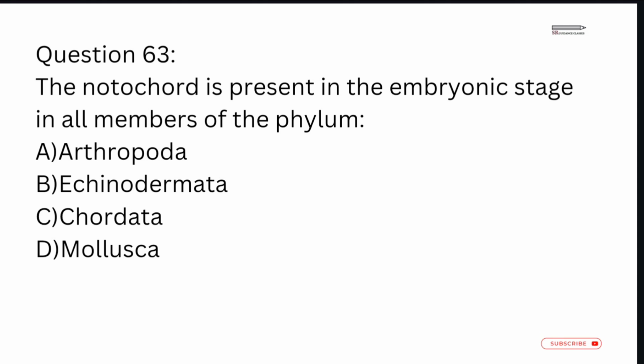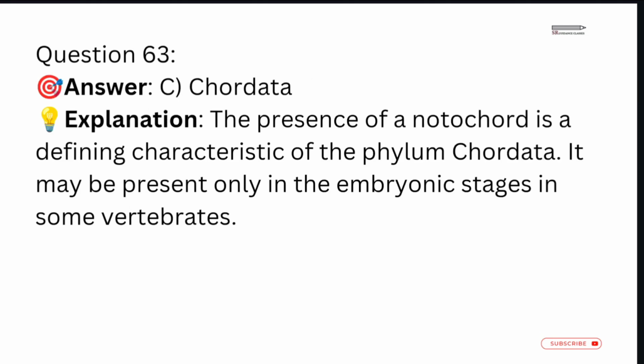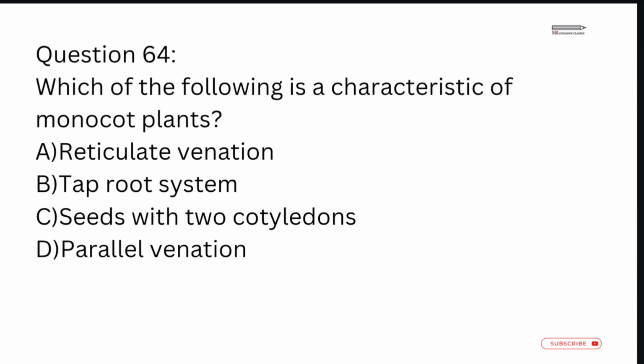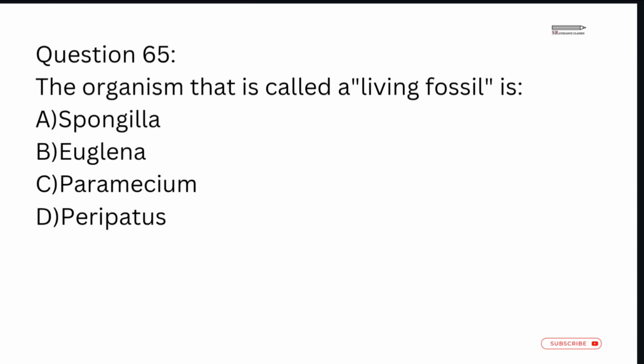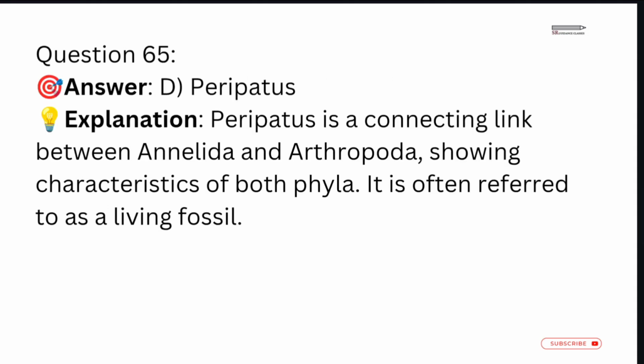The notochord is present in the embryonic stage in all members of the phylum... The answer is option C, Chordata. Which of the following is a characteristic of monocot plants? The answer is option D, parallel venation. The organism that is called a living fossil is... The answer is option D, Peripatus.